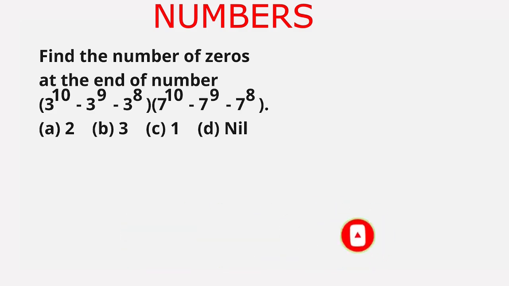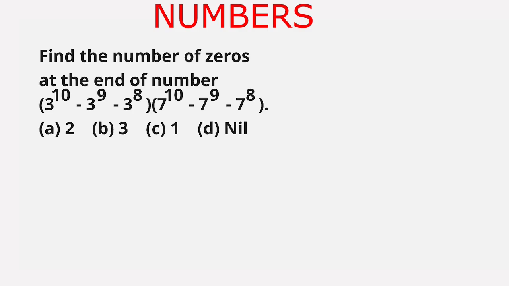We have to find the number of zeros at the end of (3^10 minus 3^9 minus 3^8) multiplied by (7^10 minus 7^9 minus 7^8). This question seems to be very difficult, but it is an extremely easy question.